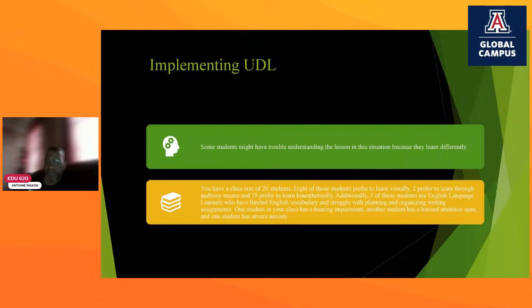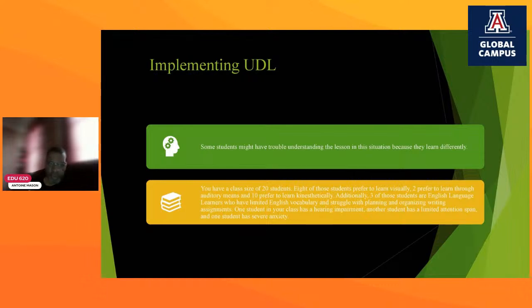I'm creating a lesson for my students and using UDL principles before teaching. I think about how to help all learners in the best way. I have a class of 20 students. Some of them like to learn by seeing, that's 8 students. Some prefer hearing things, that's 2 students. And others need to move around while learning. That's 10 students.